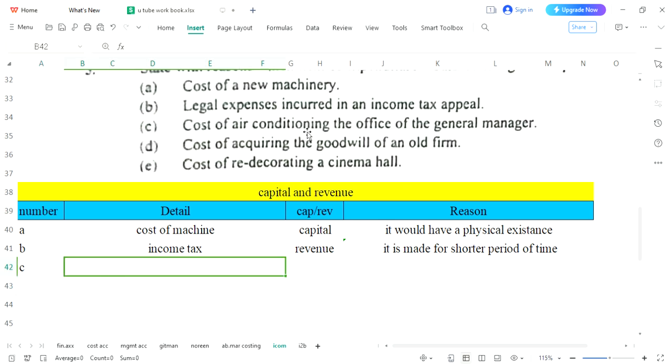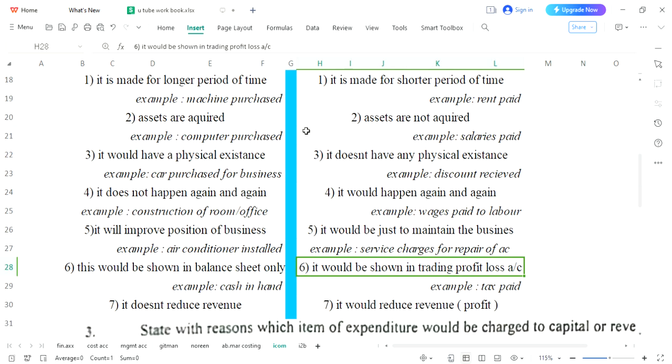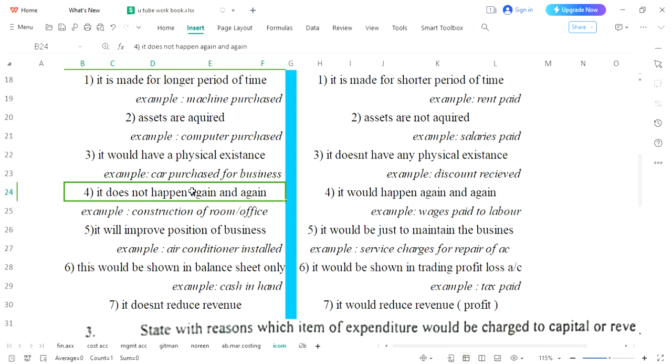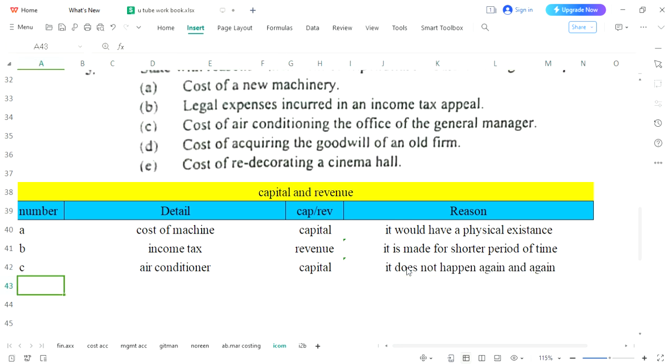Now, number C is saying cost of air conditioner. So it means we have installed an AC, and you people would have a better idea that an air conditioner will last for a longer period of time. You won't be changing an air conditioner again and again. So it would be considered as capital. Now there are several reasons. Longer period, okay. Physical existence, okay. It does not happen again and again, okay. So you may choose any of the reasons written over here and apply the reason at this part. In this way, we have decided that air conditioner would be considered as your capital.